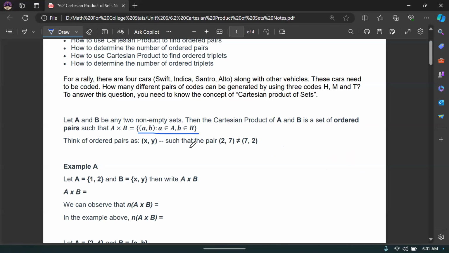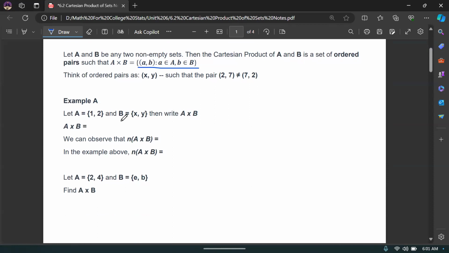And this is just reminding you that ordered pairs are unique. So 2, 7 is obviously not the same as 7, 2. All right. So let's get our first example out of the way. Our first example says A is {1, 2}, and B is {X, Y}. Then write A times B.